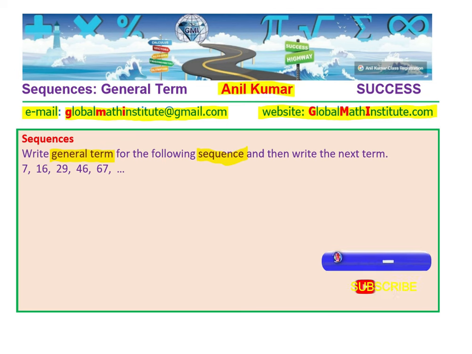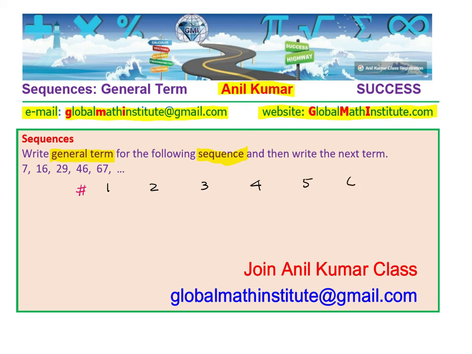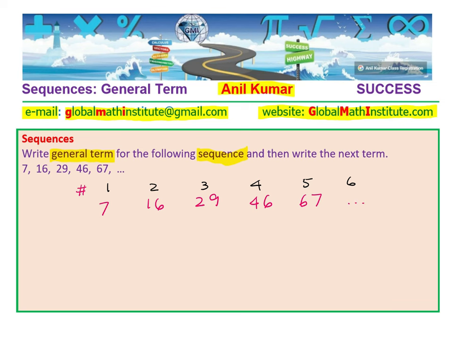So let's write down all the terms. The terms which are given to us, let me write down the term numbers first: first, second, third, fourth, fifth, and sixth. These are the term numbers, and the terms given to us are 7, 16, 29, 46, 67. We need to get the sixth term from our general term.